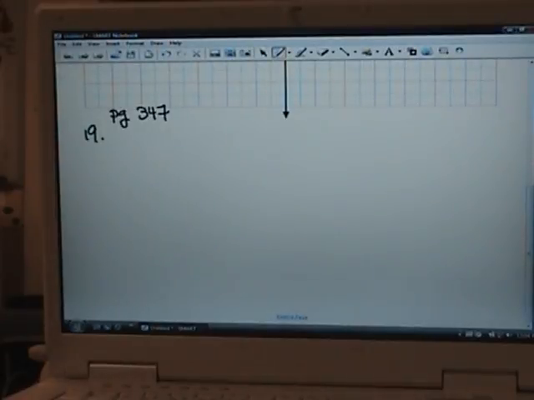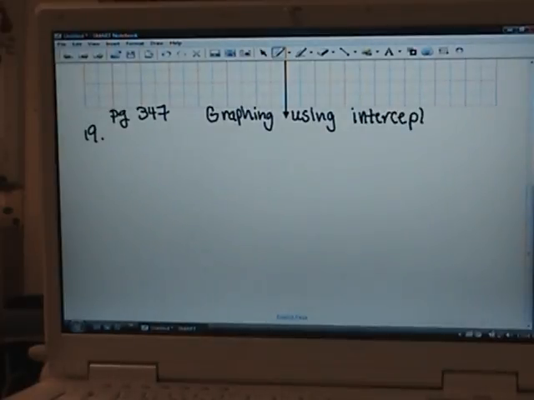Okay, let's try number 19 on page 347. Once again, we are graphing using intercepts. And our equation this time is 3x minus 2y equals -6. If it helps, you can draw your little xy chart.